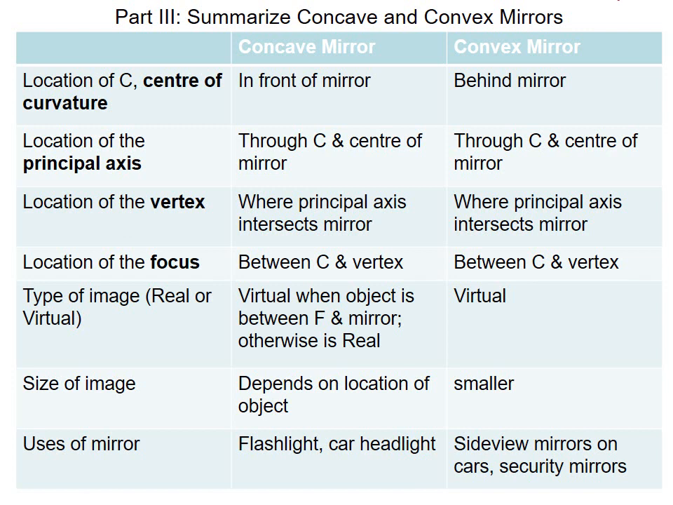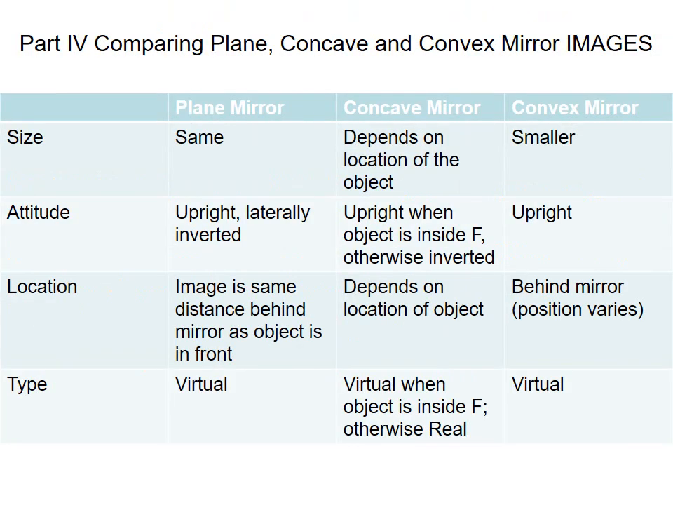Here we just have a summary of the different image characteristics for the concave and convex mirrors based on the location. So based on that concept, and based on your drawings, you should be able to fill in a table just like this to summarize your understanding. And over here we just have a summary of all the image characteristics for all the different mirrors that we've seen for convex and concave and plane mirrors as well.